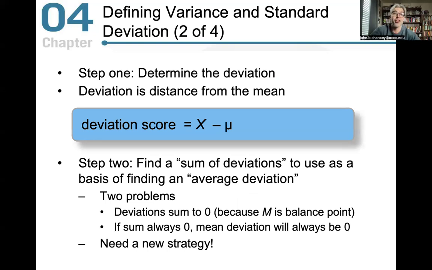How do we determine standard deviation? One, we need to find the deviation. We need to find individually how much our scores differ from the mean. So in this case, we need to calculate deviation scores.